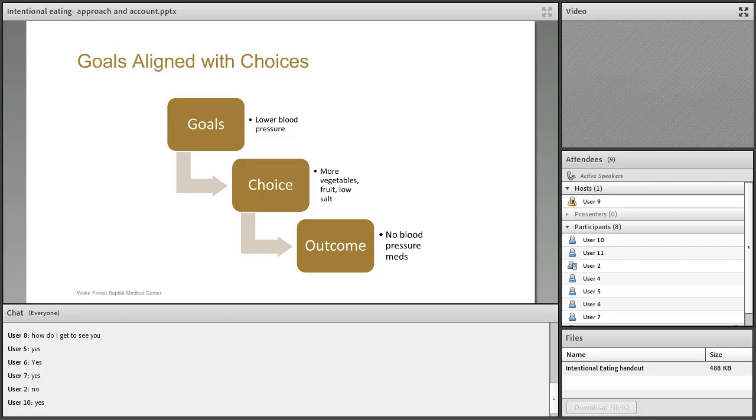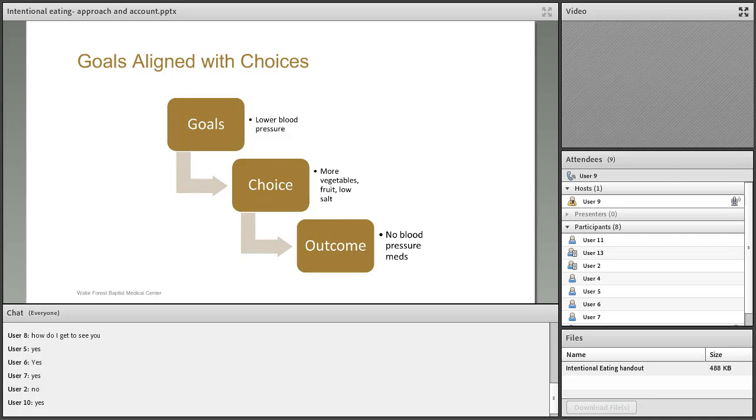Our goals need to be aligned with our choices. This is an example of how a goal should dictate what your choice is, which would lead to a consistent outcome. For example, if we have a goal of lowering our blood pressure, maybe without medication, we can make choices about our dietary intake and say, I'm going to have a diet pattern that includes more fruits and vegetables and is low in sodium, low in salt, and that combination of choices leads to an outcome of lower blood pressure with fewer medications.